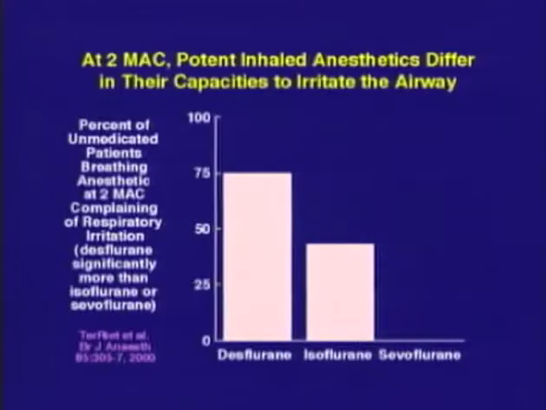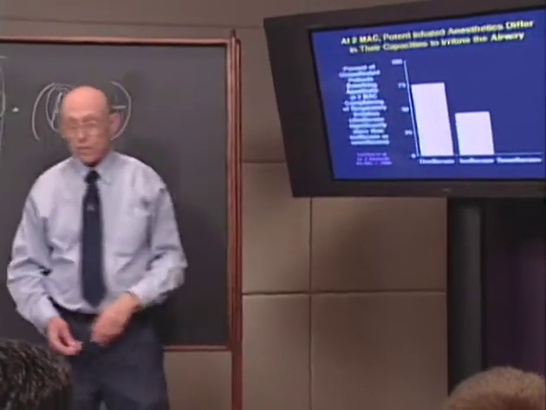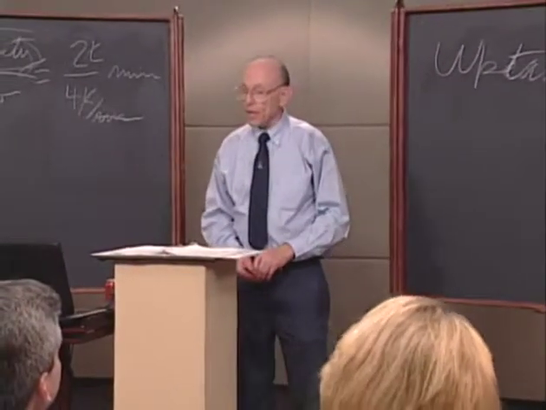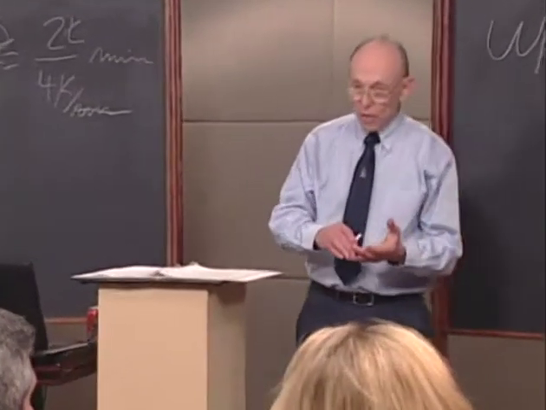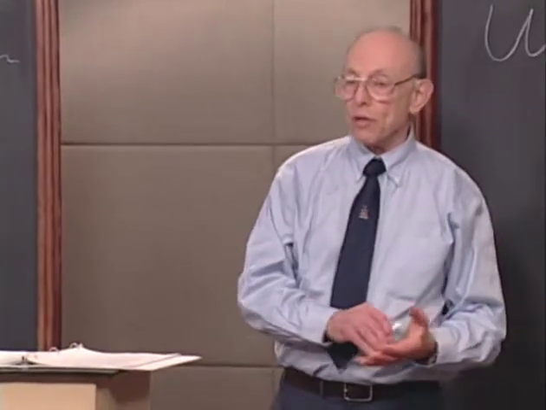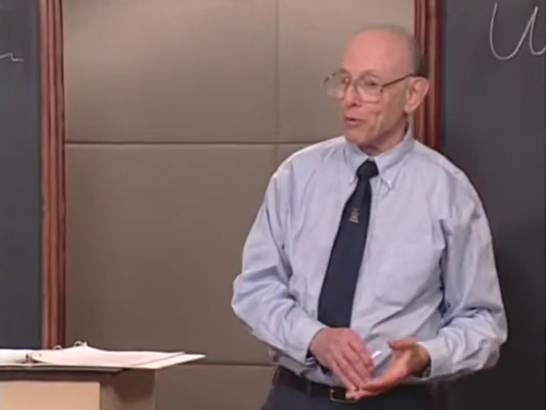This illustrates the pungency that exists at 2 MAC. So if you look at the percent of unmedicated patients who are breathing anesthetic, desflurane, isoflurane, sevoflurane at 2 MAC, who complain of respiratory irritation, 75% given desflurane complain, a little less than 50% of those given isoflurane, and none of them given sevoflurane. So sevoflurane's a pretty good anesthetic for induction of anesthesia. It's got a low solubility, and it's got absent pungency. In fact, we make use of that to induce anesthesia with one breath, or what we call one breath, which often turns out to be 3 or 4 or 5 breaths.